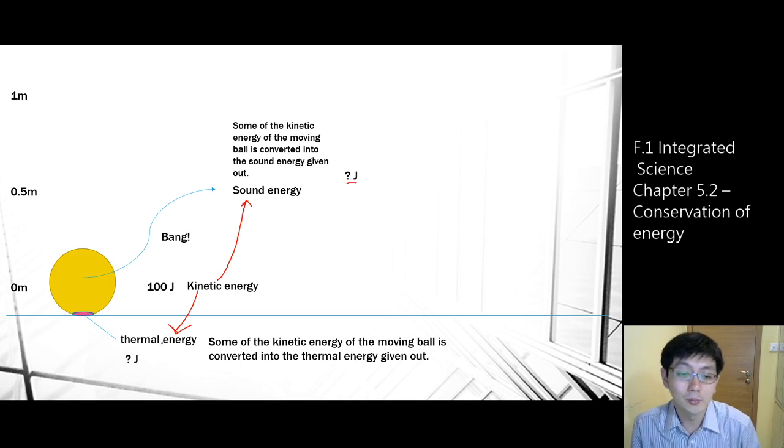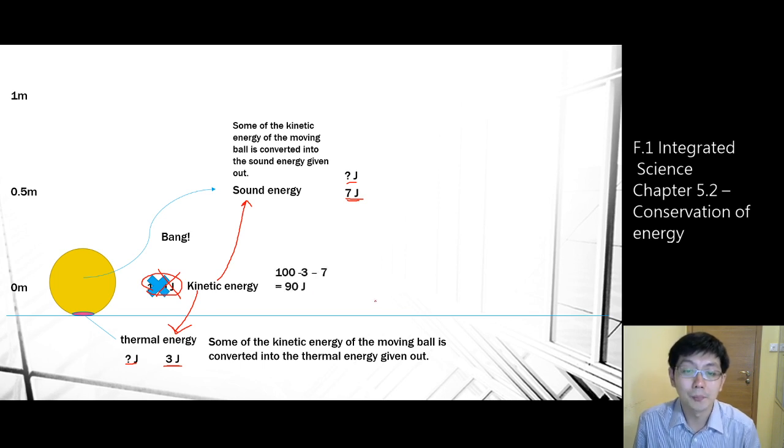I don't know. Actually, even if I study physics, I don't know. But I put some numbers here. Let's say there's 7 joule of sound energy given out and 3 joule of thermal energy is given out. That means the ball is not carrying 100 joule of kinetic energy anymore. It will be 90 joule.